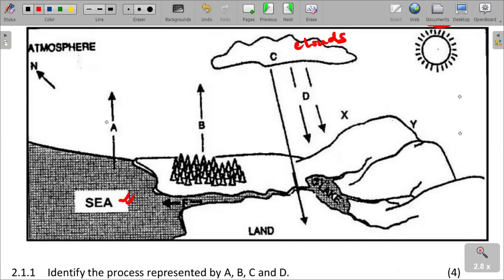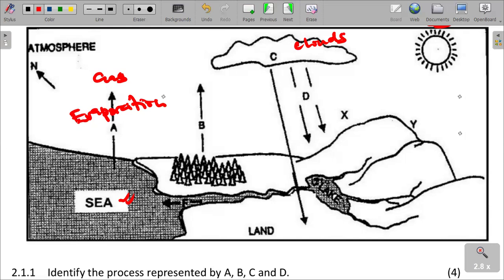A, as you can see, is evaporation. We can confirm together that A represents evaporation. As you can see, water from the sea is converted into gas, water turned into gas in the atmosphere. The process responsible for that is evaporation in our water cycle.